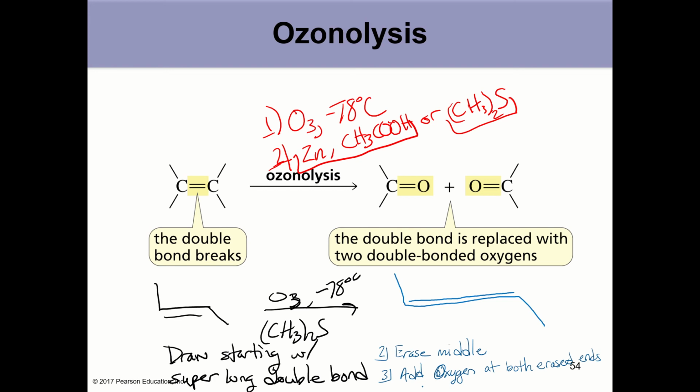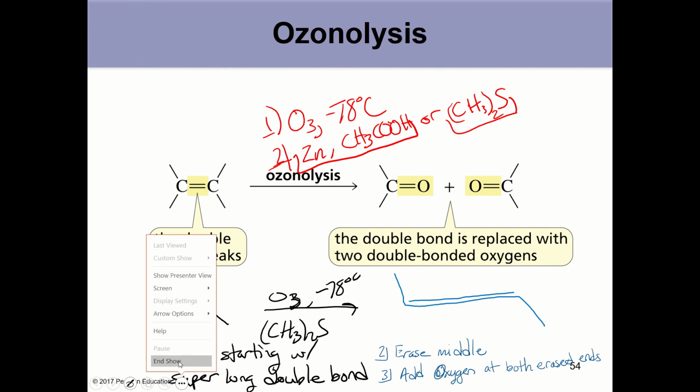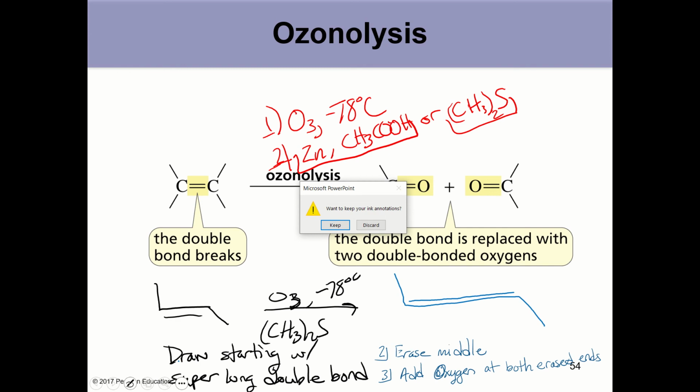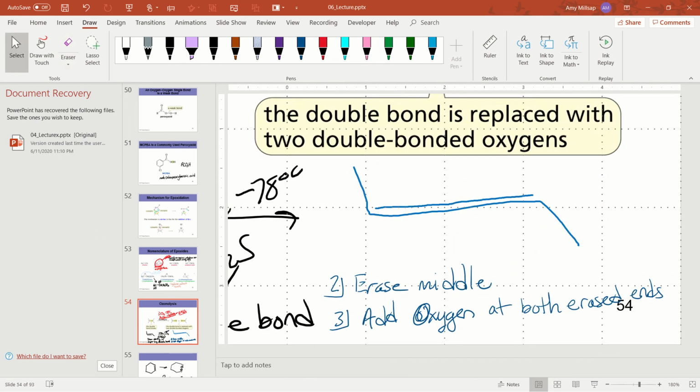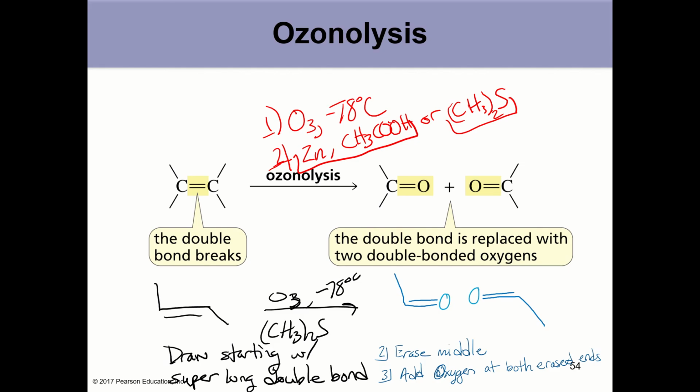Next, erase the middle and add oxygen at both ends. So since I can only erase the entire line when I'm in this presentation mode, we're going to escape and I'm going to pick my small eraser so I can erase the middle of the bond. So after I've drawn my super long double bond in the product position, I'm going to erase the middle of that bond. Okay. And then step three, add oxygen at both ends. That is the final product that this alkene forms in reaction with ozone.